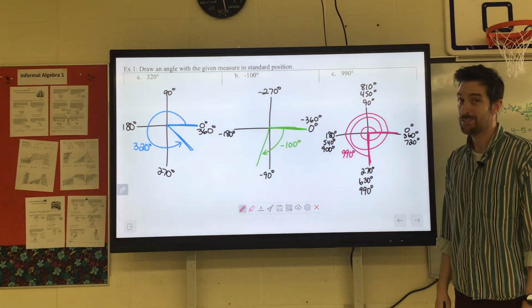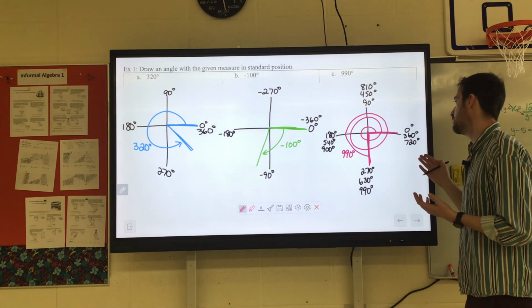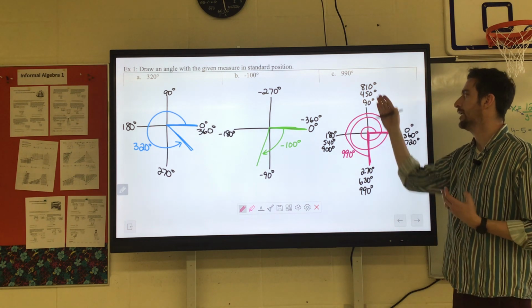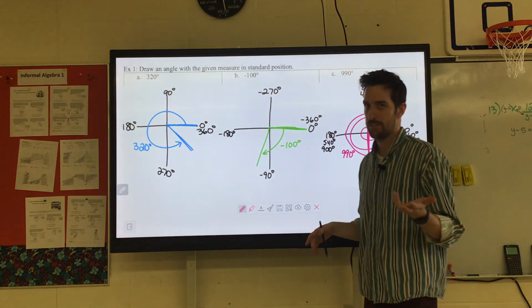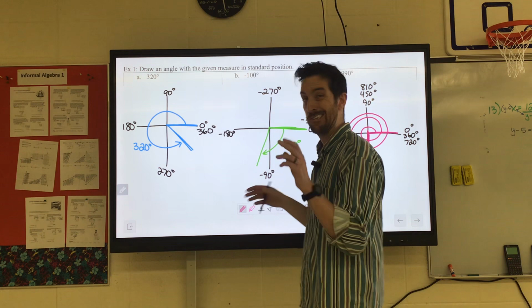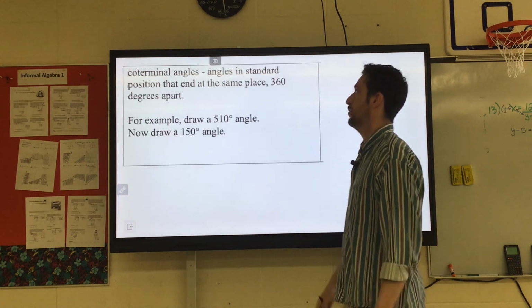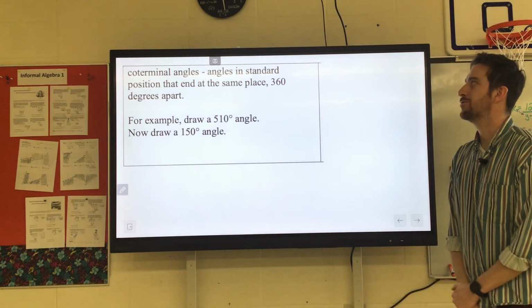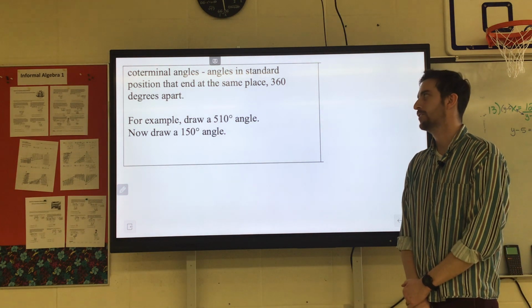Whew, that's a doozy. Now if you want in the future, you don't have to label all these other ones, but you would want like the 720, 810, 900, 990, and we'll get to what these angles are called anyway. They're called coterminal angles. Coterminal angles are angles in standard position that end at the same place 360 degrees apart.